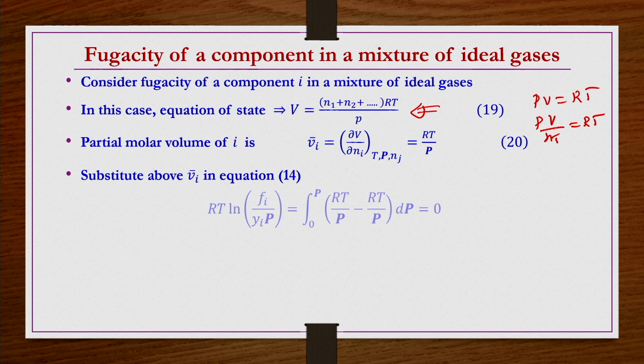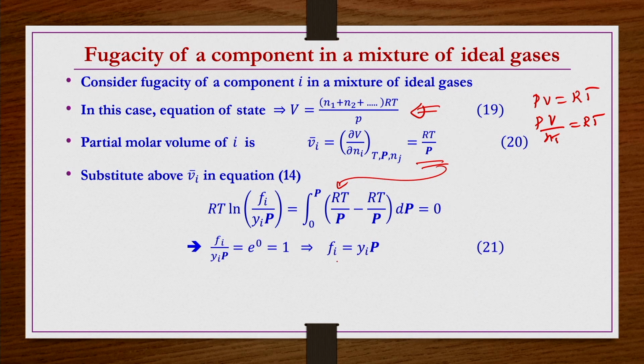So, in equation number 14, what do we have? RT ln(Fi/yiP) = integral from 0 to P of (Vi bar − RT/P) dP. In place of Vi bar, we can write RT/P, and RT/P minus RT/P is 0. So what we get is Fi/yiP is nothing but 1, that means Fi = yiP, right.